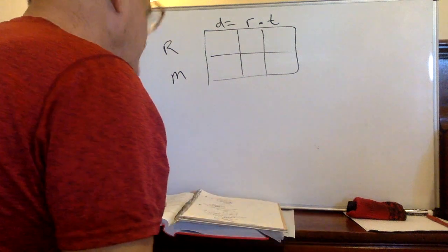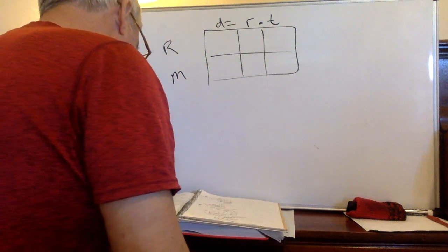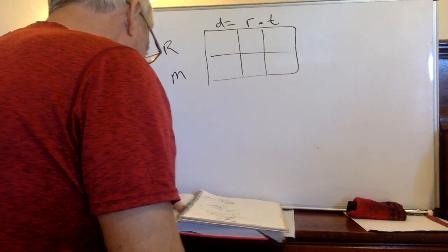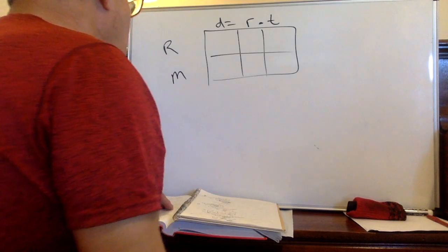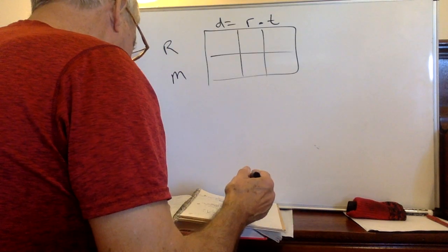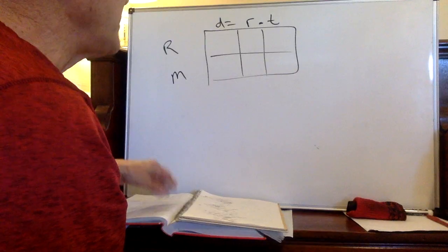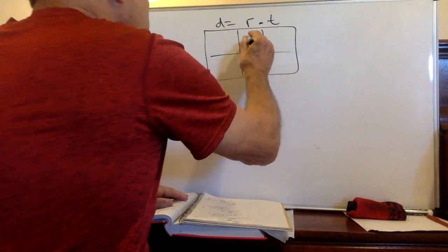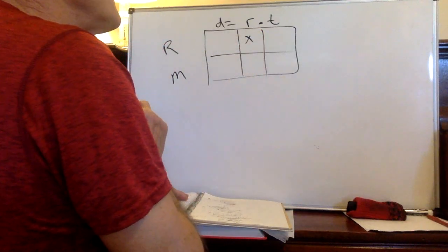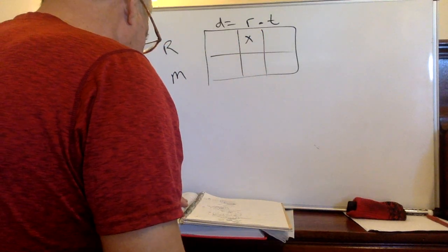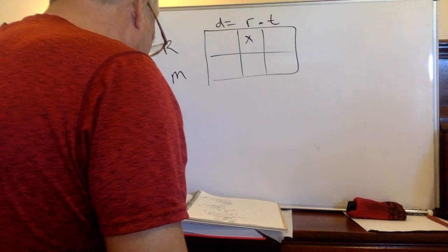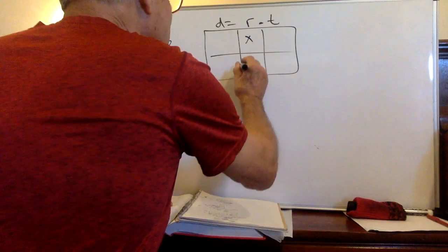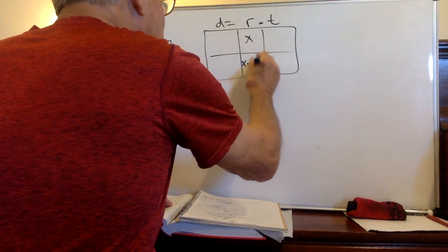All right, I got Roger and Marianne. Roger's speed is what we're looking for, and Marianne's. So I can let x be either his or her speed. I'm going to do it in terms of Roger. If I call his speed x, her speed is 400 kilometers per hour less: x minus 400.